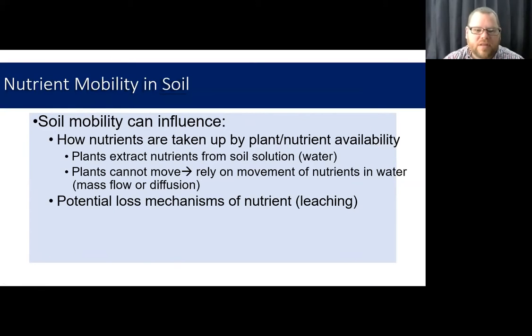So soil mobility can influence how nutrients are taken up by the plant. The plant extracts the nutrients from the soil, and that is typically because water attracts to those nutrients, and then the water is taken up through the plant. Plants cannot move, so they rely upon the nutrients moving for them. And we also have potential loss mechanisms of nutrients, such as leaching, where nutrients can leave the soil because they've leached out of the soil.